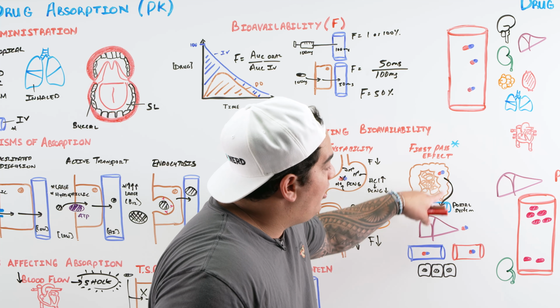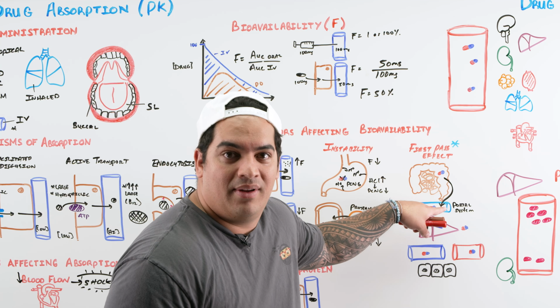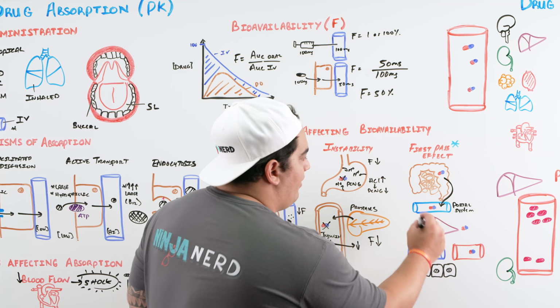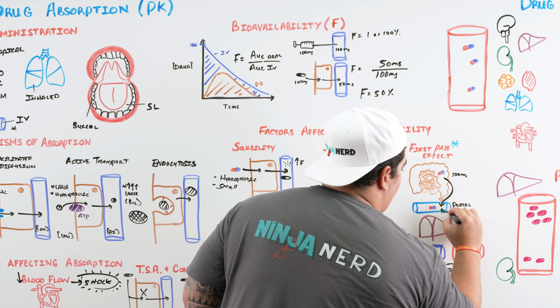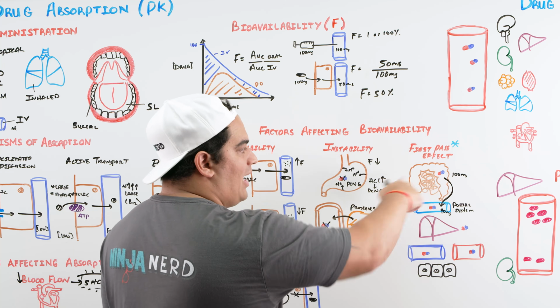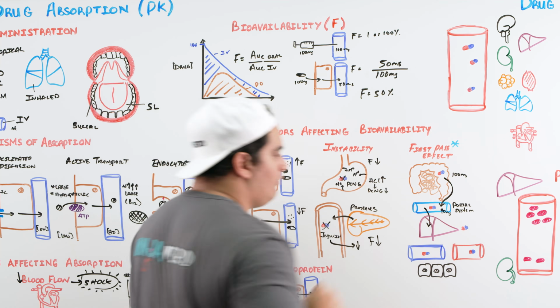Maybe if you give 100 milligrams of this drug, maybe only, I don't know, 90 milligrams made it into the actual portal system. Let's just say you give 100 milligrams, only 90 milligrams got into the portal system. 10 milligrams got lost somewhere in that process. Then what happens, it has to go to the liver.